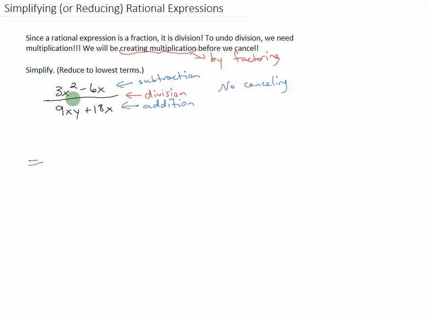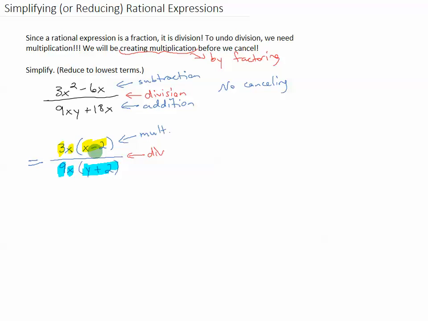So how do you factor the top? Well, there's a common factor, a GCF, of 3x in both those terms. So we'll pull a 3x out, leaving x minus 2. And we'll factor the bottom. There is a common factor of 9x on the bottom, which leaves y plus 2. And now we have division, of course, because of the fraction, and the top is multiplication. There's three things multiplied on the top: 3 times x times x minus 2. And on the bottom we have three things multiplied also: 9 times x times y plus 2.